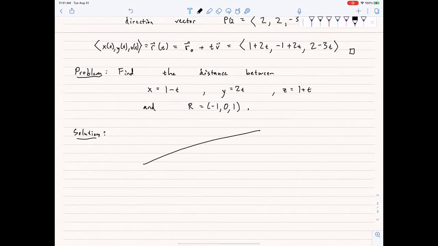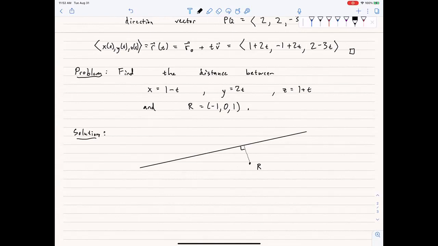So we have some line. Let's get a line here. Okay, so we've got a line and we've got a point. Here's our point R, here's our line. What we're looking for, of course, is that point for which, when I draw a line from R to that point on the line, I have a right angle. That's what I'm looking for, and I want the length of that dotted line there. So how do I find that?